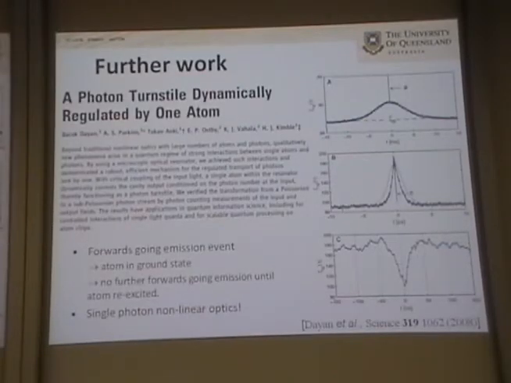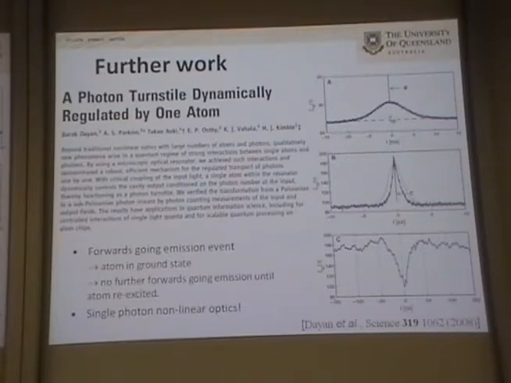So after I left Caltech, they did this beautiful work which used the fact you've got two cavity modes to do switching. They call this a photon turnstile, where if your atom is in the ground state, then the light sees a critically coupled cavity, so it all goes back out the way it came. If the atom is in the excited state, the light sees a non-critically coupled cavity, so it goes through.